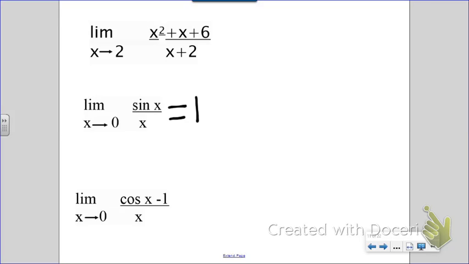Likewise, if we graph the cosine of x minus 1 over x, you'll find graphically that the limit will approach a value of 0.